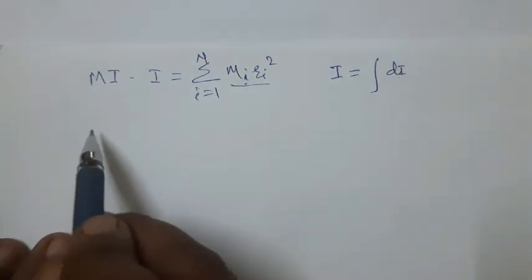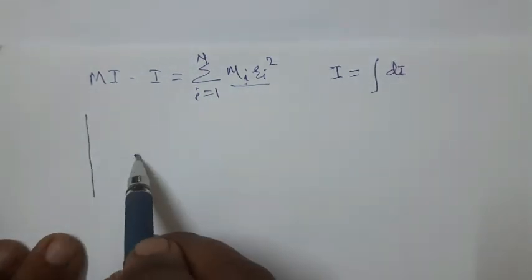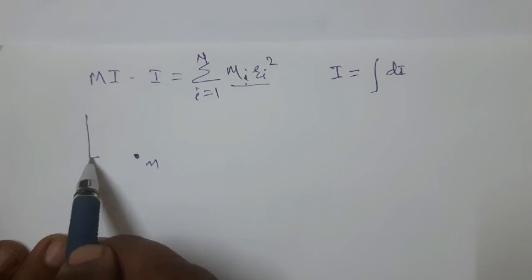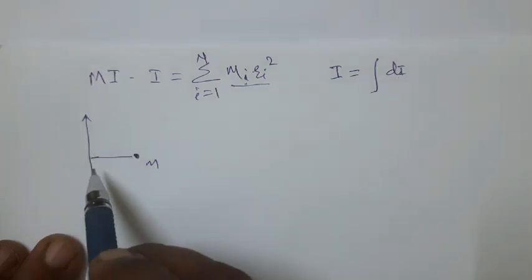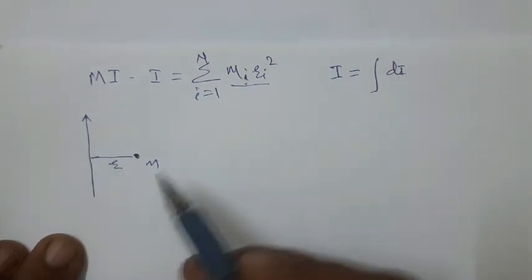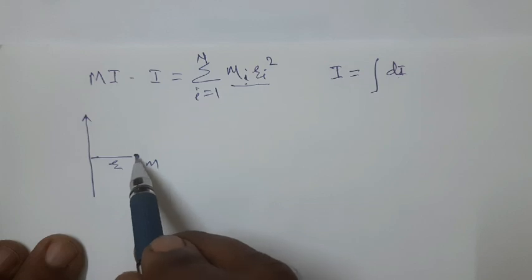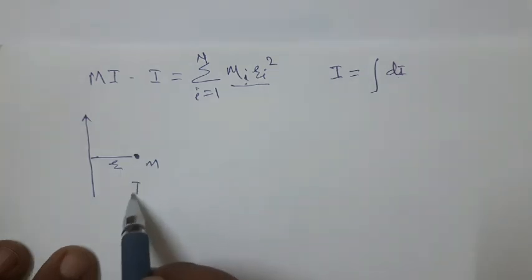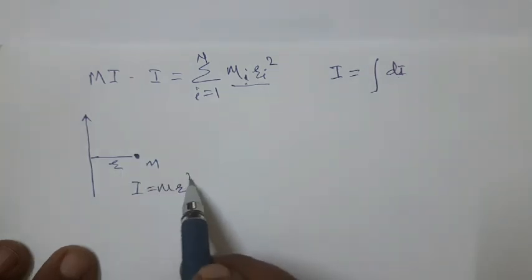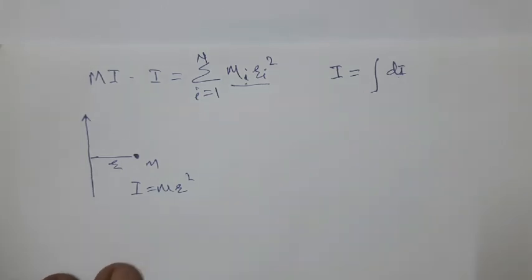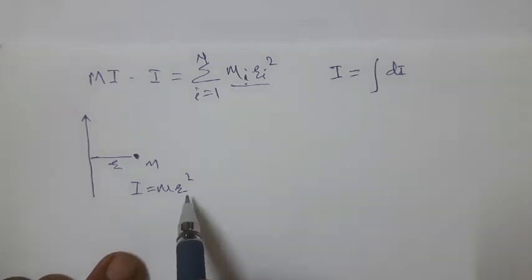For example, suppose a particle of mass m is rotating about the axis with radius r, then the moment of inertia of this single particle can be written as I is equal to m r square, and therefore this can be treated as the basic definition of moment of inertia. It is the product of mass and square of the radius of revolution.